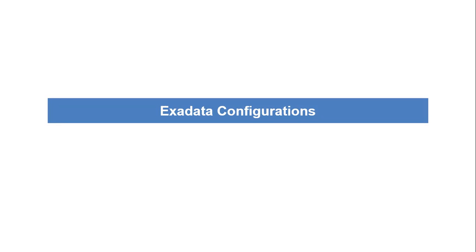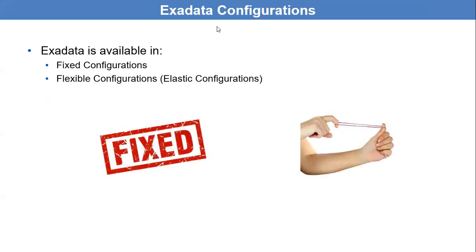Because every customer is not the same. So that's why you have different sizes or different configurations available for meeting the requirements of different customers, different budgets, different workloads. So let us understand Exadata configurations. Basically, Exadata is available in two configurations: fixed configuration and flexible configuration, or elastic configuration.